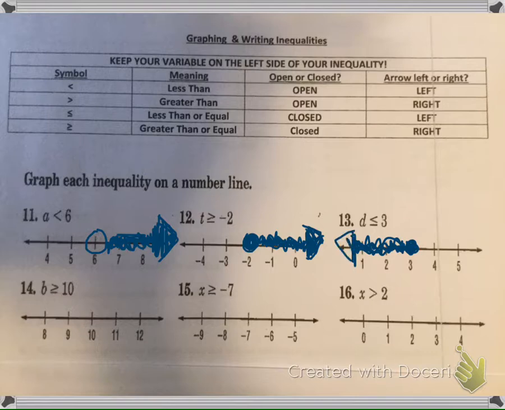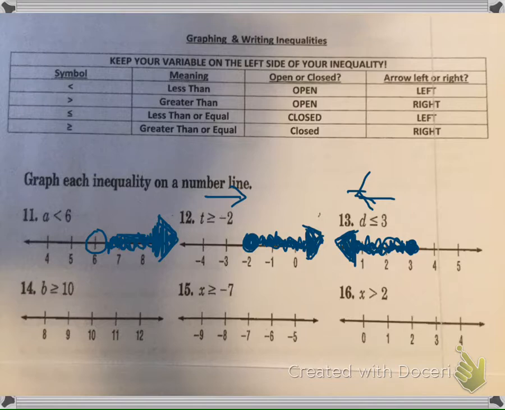Okay, now I mentioned briefly before, as long as your variable is on the left side of your inequality, like it is in these 3 problems, if you notice, my inequality symbol is pointing this way, and so is my arrow. My inequality symbol is pointing this way, and so is my arrow.